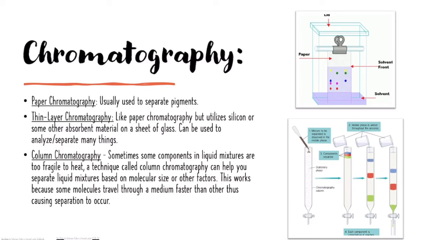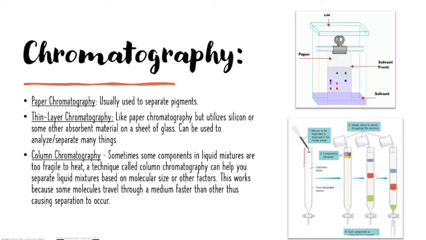And then there's thin layer chromatography, which is very similar to paper chromatography, only it utilizes little glass sheets, little thin glass slides almost, that have a coating of silicone or some other absorbent material where the samples can move up in a solvent. All right, and then we have column chromatography, and there's lots of different types of column chromatography. I'm just going to kind of speak to the size exclusion chromatography because it's the easiest one to understand when you're just starting out in chemistry.